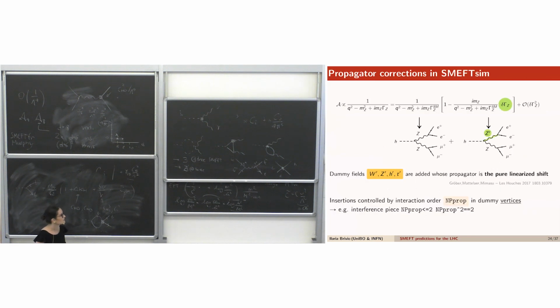So I can go quickly here. This is the number of parameters that it has. It has also the propagator corrections. This is a bit funky, but it is there.